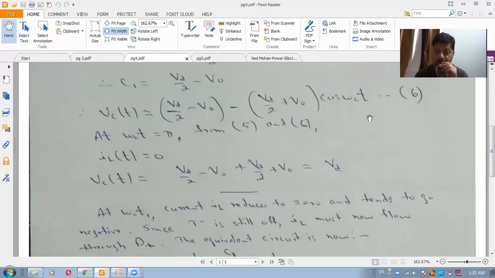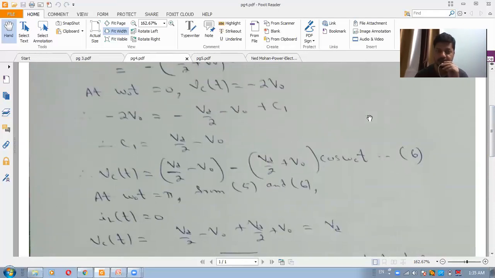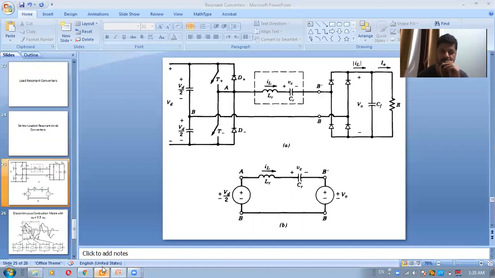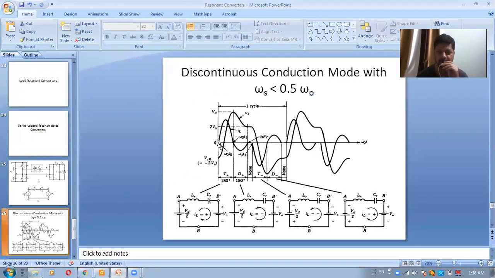So these are the two equations for the inductor current and the capacitor voltage. As you can see, the inductor current is Vd by 2 plus V0 into Z0 sine omega 0 t. That is why you see here the inductor current is sinusoidal starting from 0. Also the capacitor voltage from its initial value minus 2V0, it is a cosinusoid.